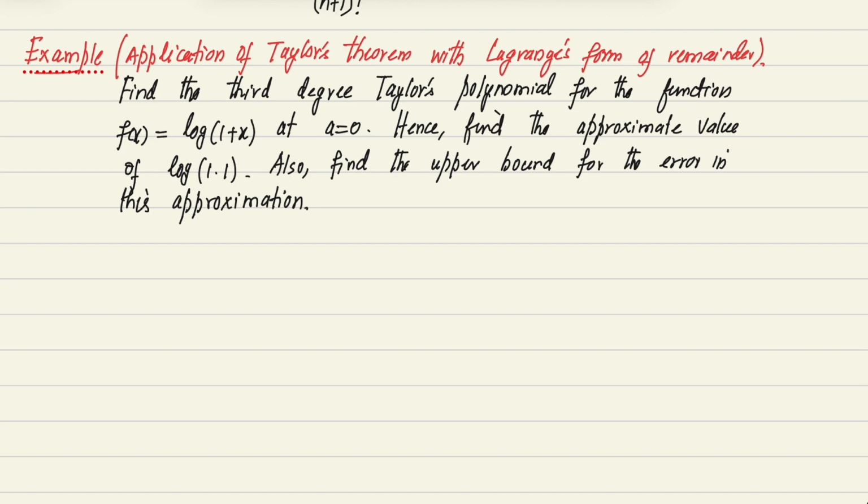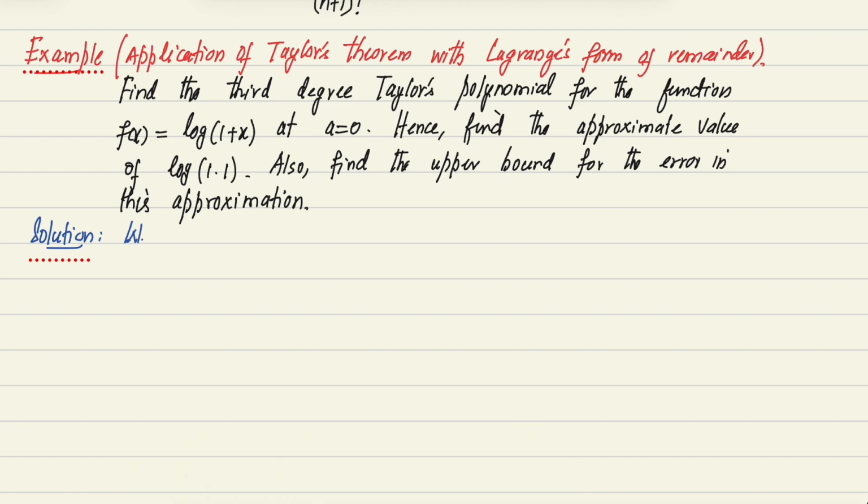Since this is just an approximation, P3 of x will be the approximation of log of 1 plus x. Therefore, there will be some error involved in the evaluation of log of 1.1. And then we will also find the upper bound for the error involved in the approximation of log of 1.1. So we take up the solution. First of all, we mention the Taylor's polynomial.